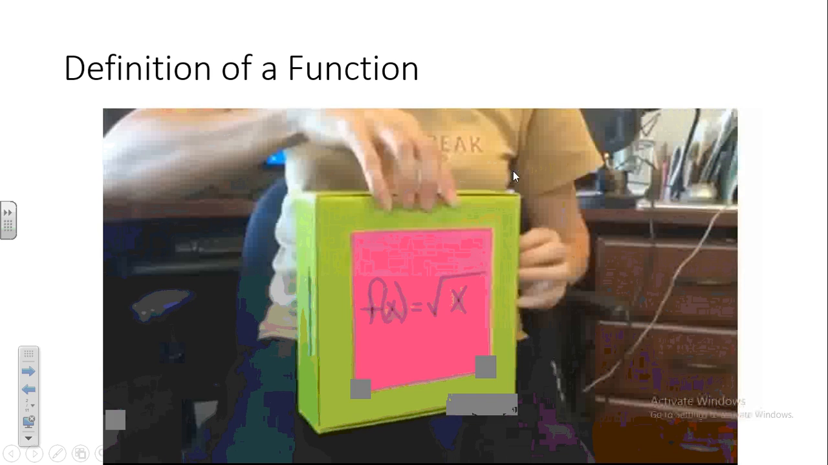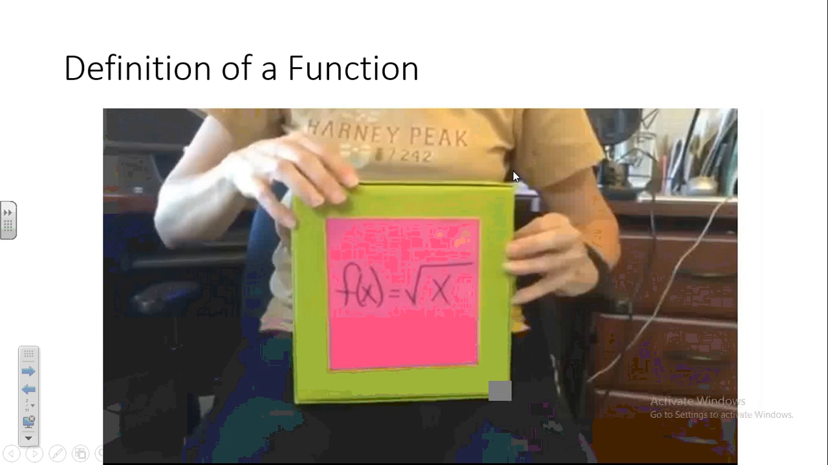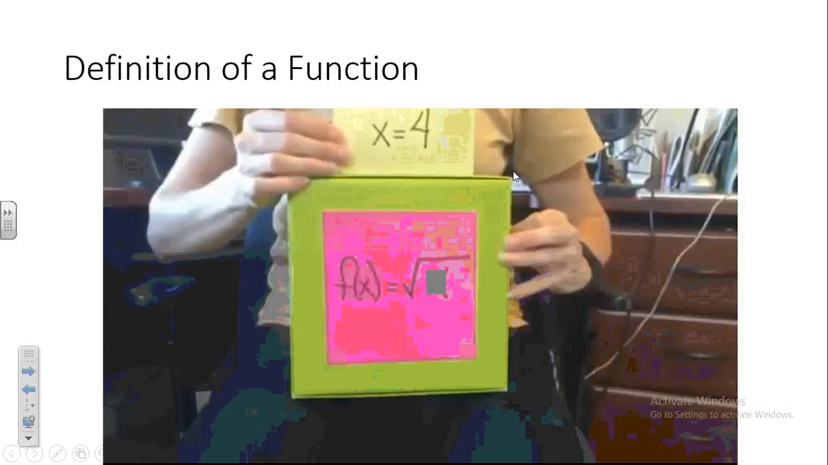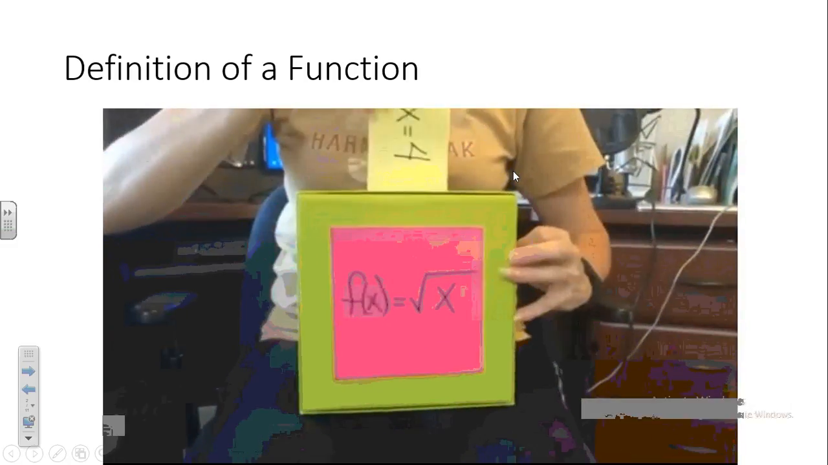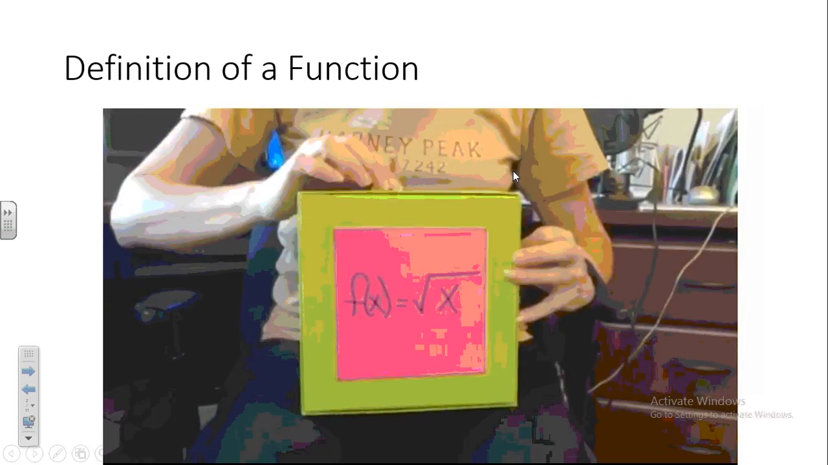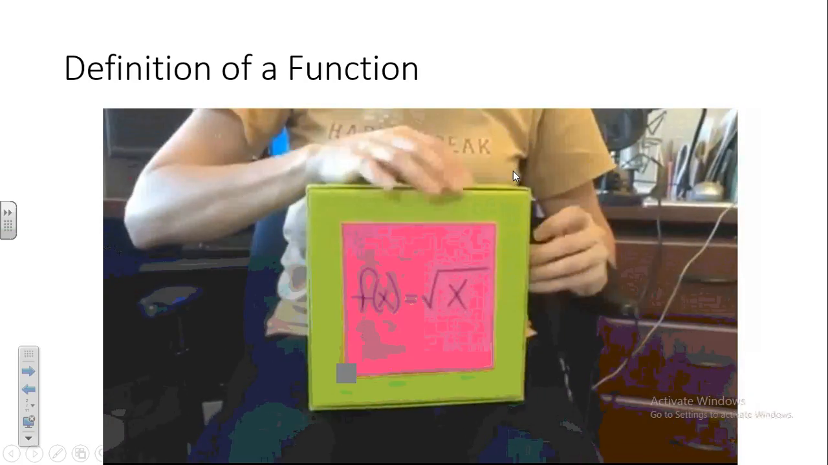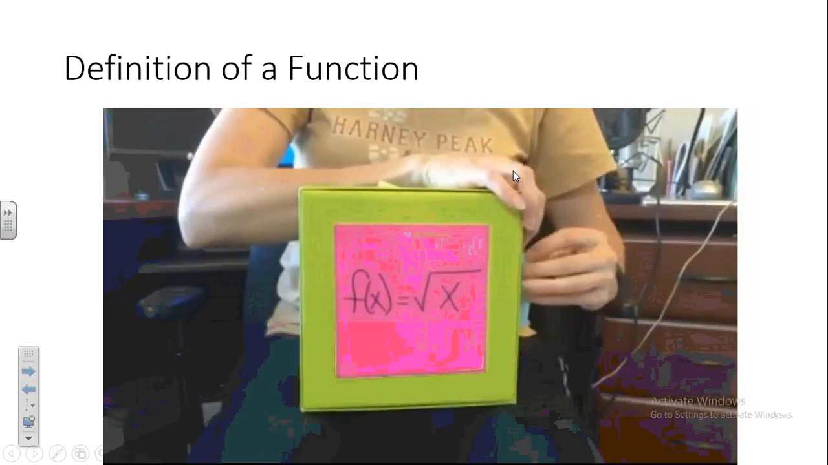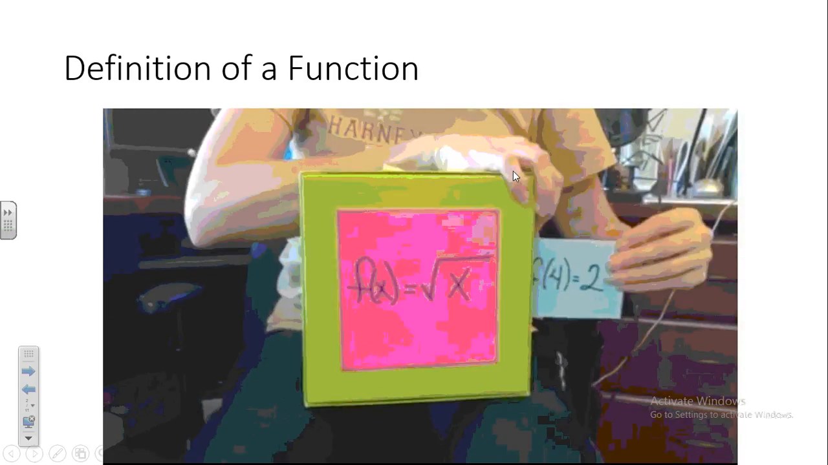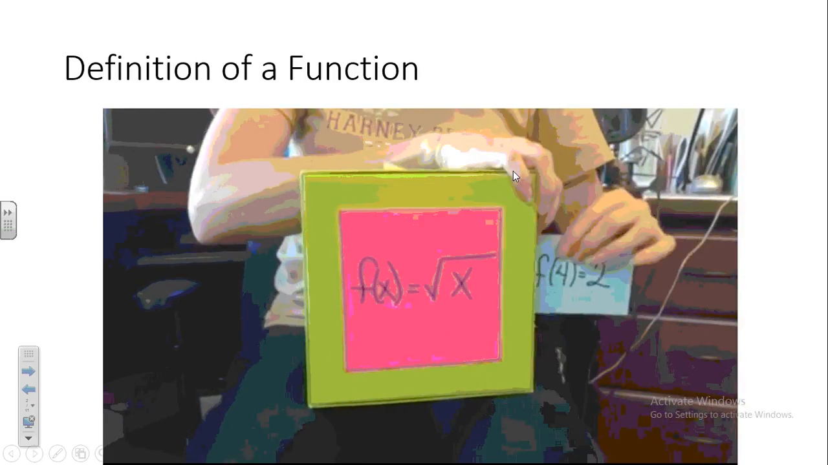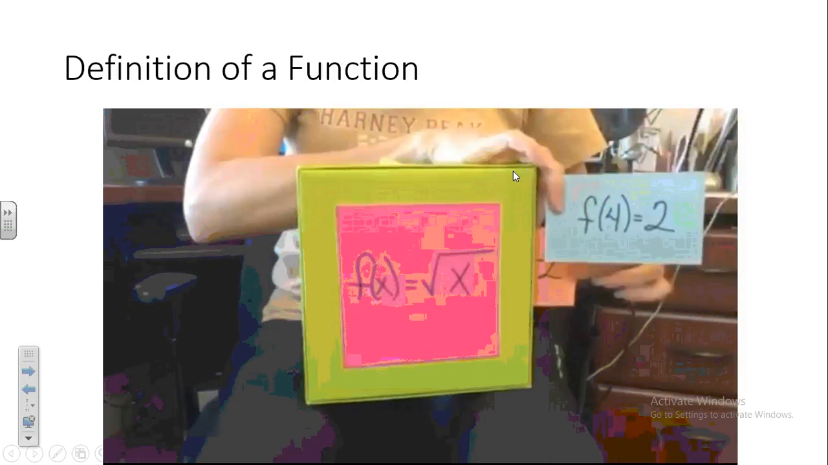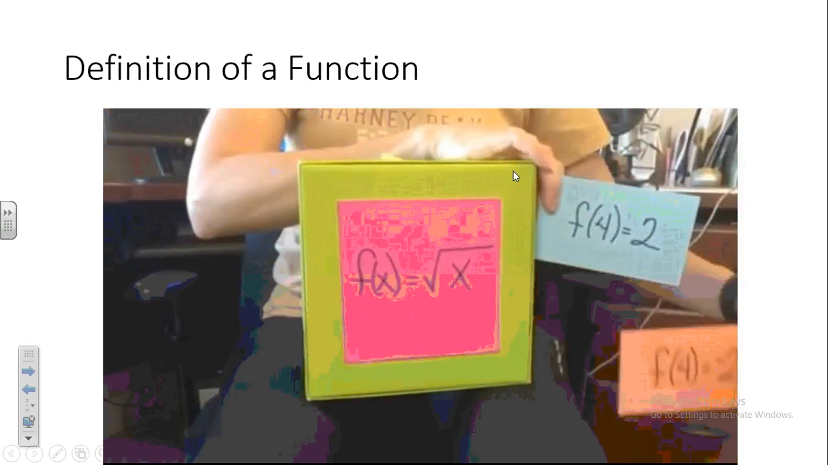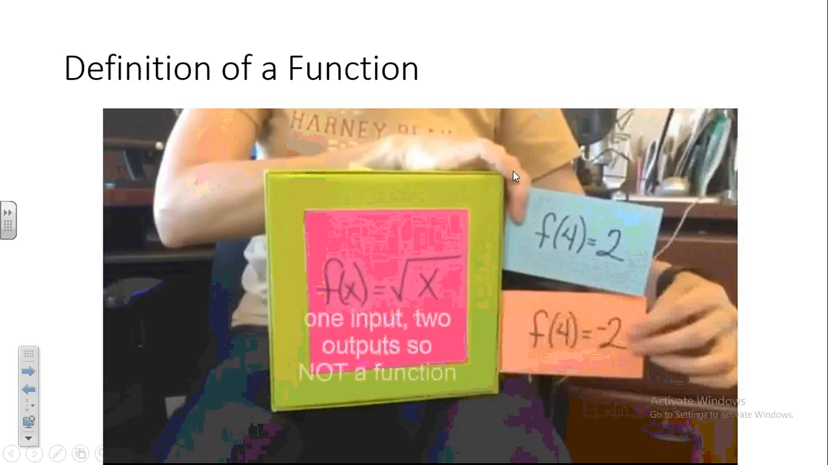We flip it around. Now f of x is the square root of x, and I'm putting 4 in. So when 4 goes in, what's coming out? 2. So out comes 2, because f of 4 is 2. There's a problem. Negative 2 is also coming out. Why?